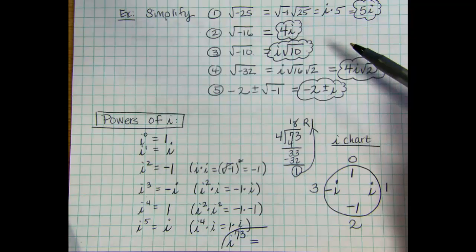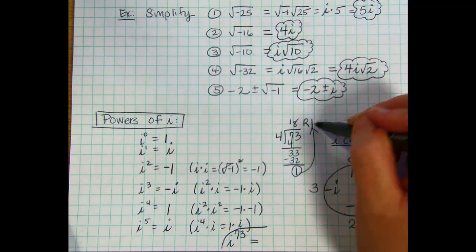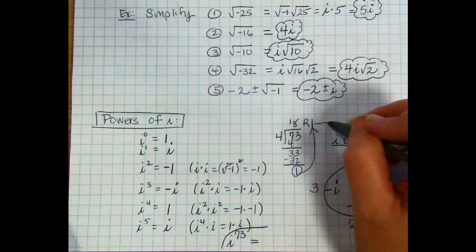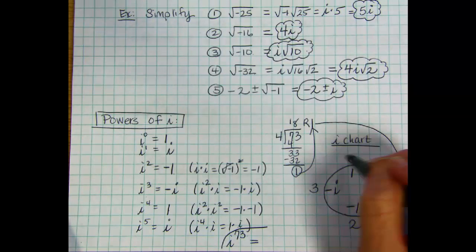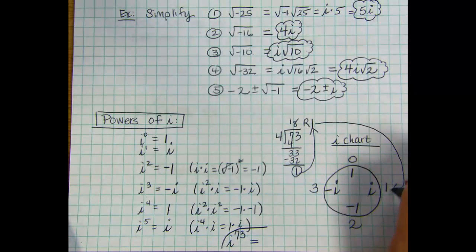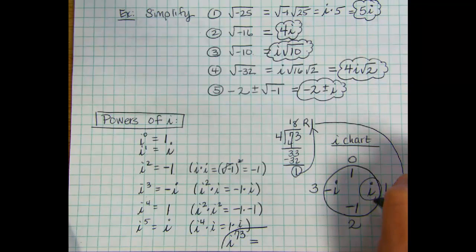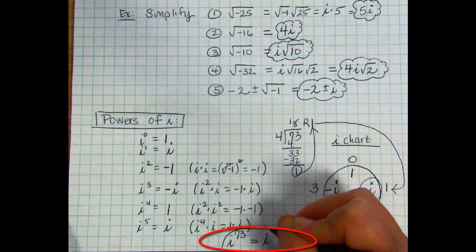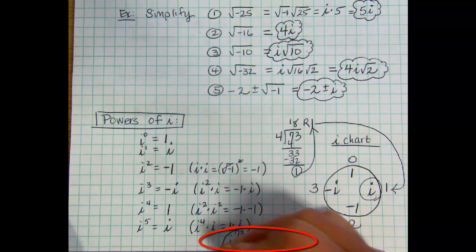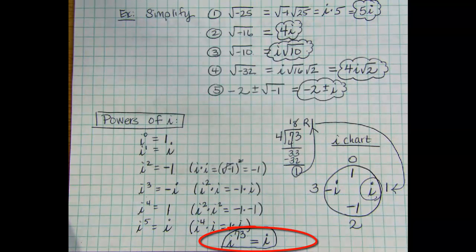I take that remainder of 1, I look at my I chart until I find that 1 on the outside. The outside are the exponents and the remainders. And I look inside for my answer. So I to the 73rd is I. And that's how that works. We'll practice these lots more. I'm just trying to give you a little taste of everything for homework tonight.